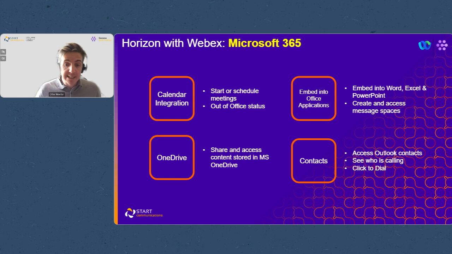We can also access the Outlook contacts. So if you are saving your personal contacts within Outlook itself, we can bring that information through automatically when you pair your calendar and pair your Microsoft credentials. So being able to see who is calling before you pick up the call, it will reference your Outlook integration, your Outlook contacts, and I can see Richard is calling me. Hi, Richard, how are you doing today?